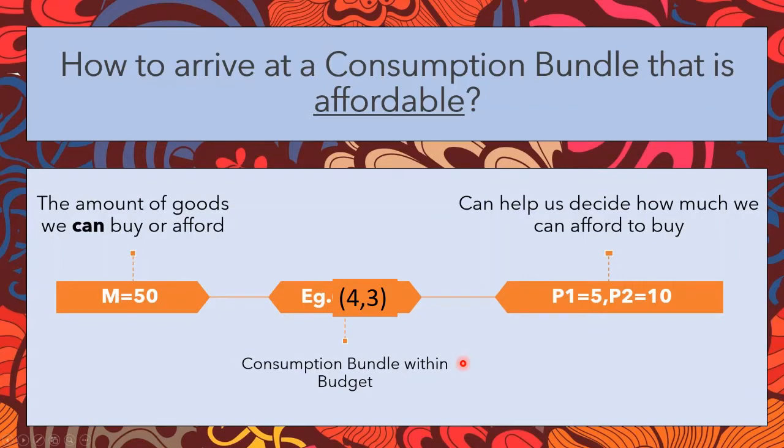When we do some activities, we will try to come up with some more combinations and more bundles that are within our budget. Not only equal to our budget, but even costing less than the budget. So I may even buy 2 samosas and 2 soft drinks. That's fine. It still is within my budget. It still is affordable.